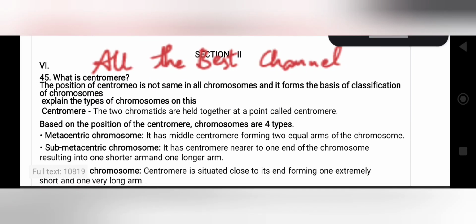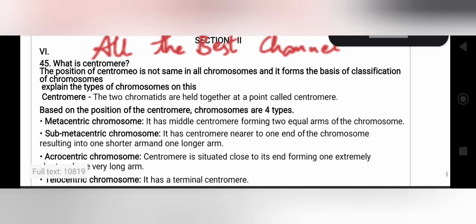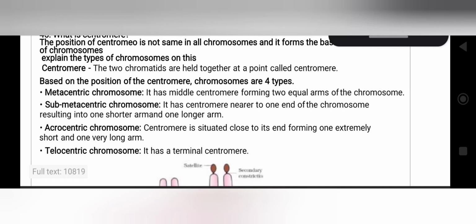Section 2. What is centromere? The position of centromere is not same in all chromosomes and it forms the basis of classification of chromosomes. Explain the types of chromosomes based on this. Centromere. The two chromatids are held together at a point called centromere. Based on the position of the centromere, chromosomes are four types.